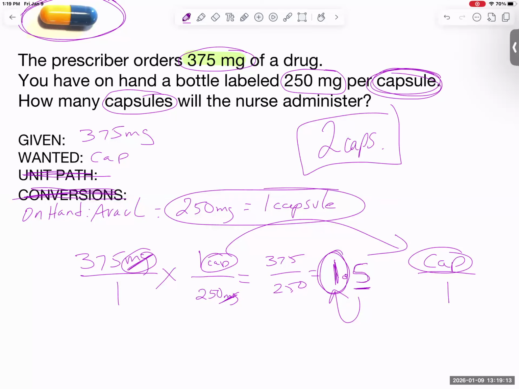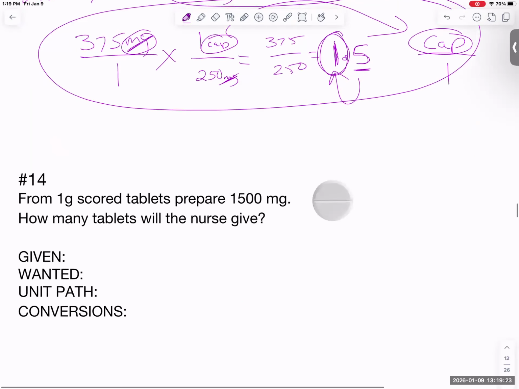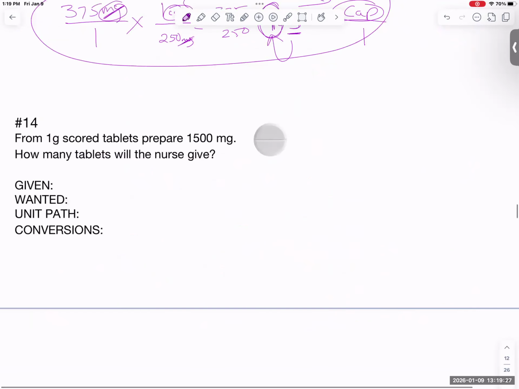All right. So if you accidentally forget that rule and you put 1.5 capsules and I see your work, I will only take away 1 point and drive to your house. That's all. All right. I just wanted to review the capsules with you. You should have seen that already. All right.